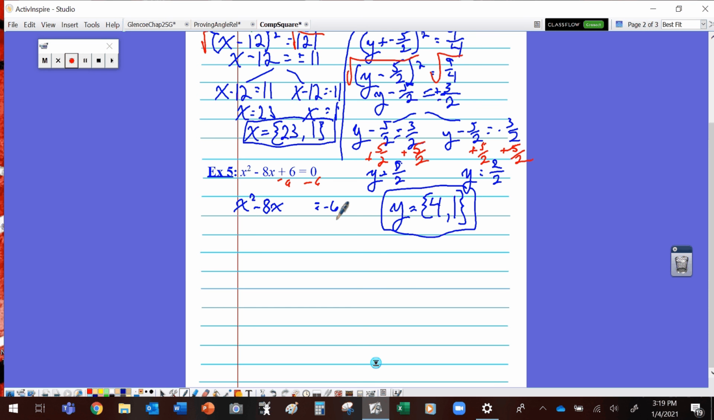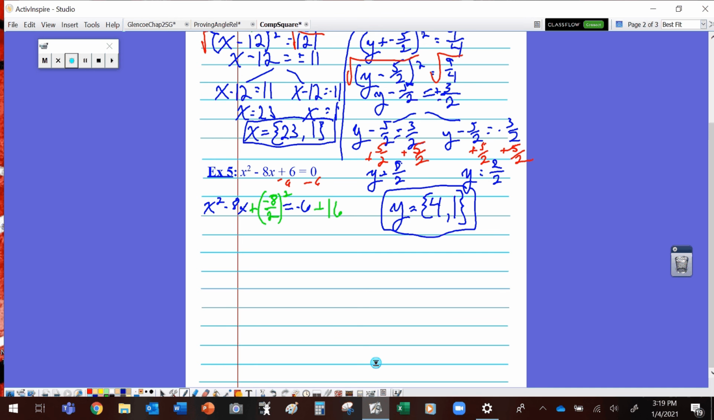Okay, and I'm going to move that all over again. X squared minus 8x, leave a little bit of space, equals negative 6. There we go. All right. Now, I want to add something to both sides. Okay, and what I want to add is b, negative 8, divided by 2 squared. Well, negative 8 divided by 2 is negative 4, and negative 4 squared is 16.